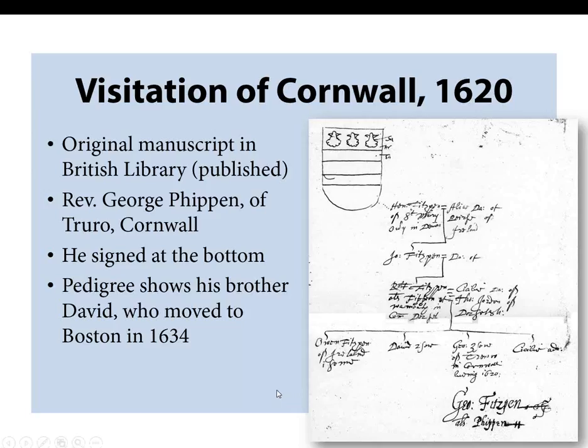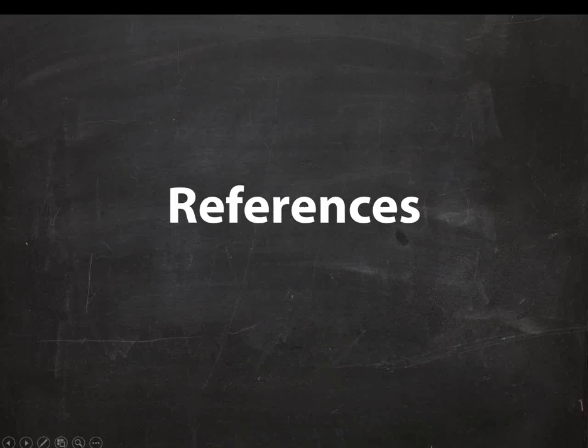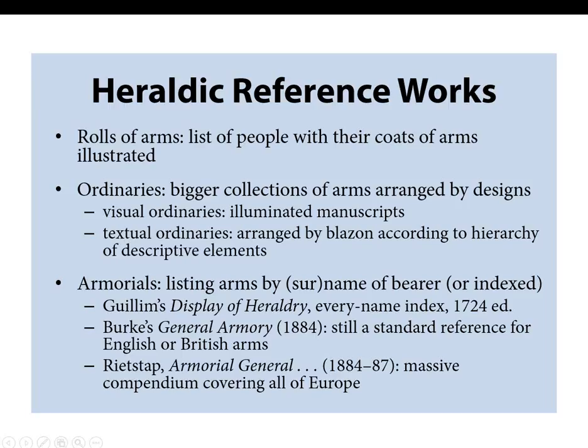So this gets us into the next section, which is the nature of the sources that show us who bore what coats of arms, and what these sources actually tell us about how we should approach them as genealogists. So heraldic reference works really consist of three types: rolls of arms, which are collections of coats of arms, drawn coats of arms belonging to a designated group of people.